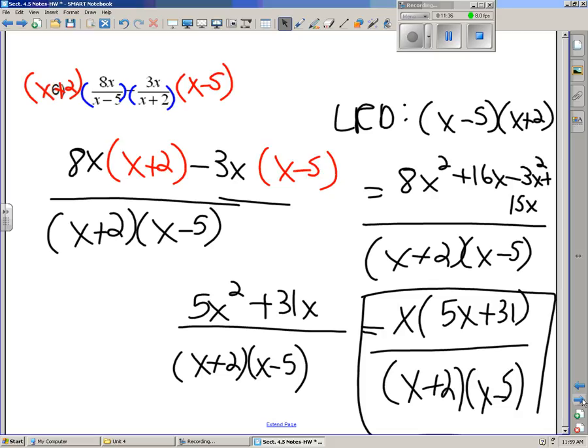Definitely more complicated when you have a binomial in the denominator, because then you end up having to multiply either fraction by another binomial, which causes distributive property.